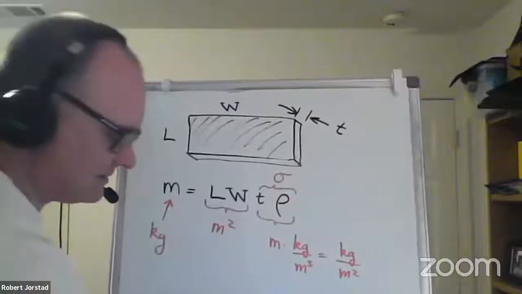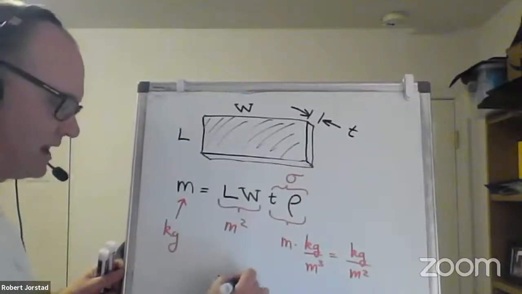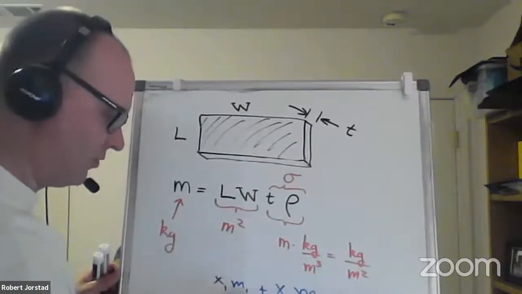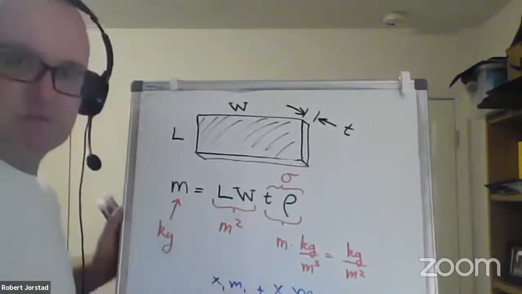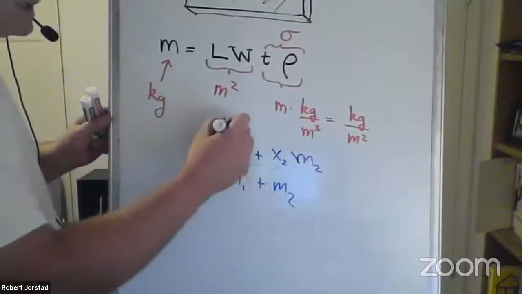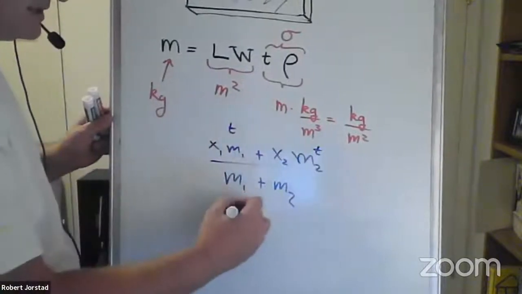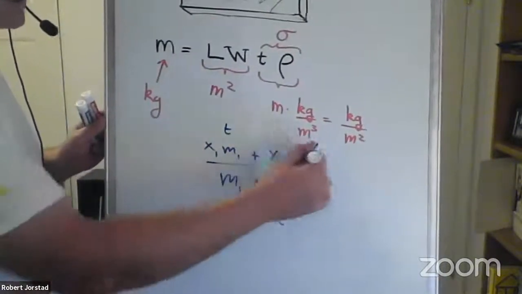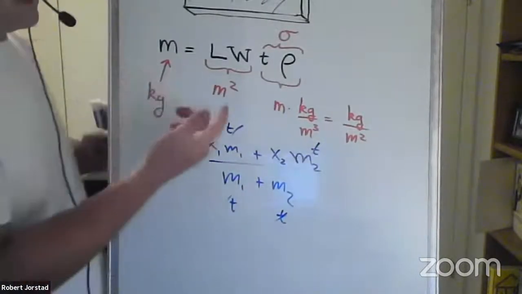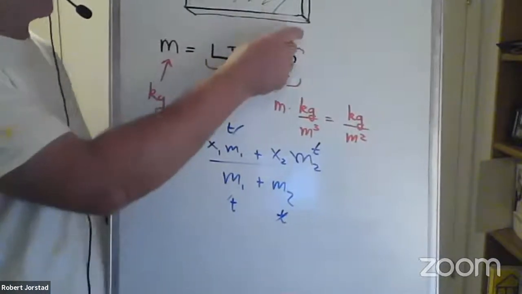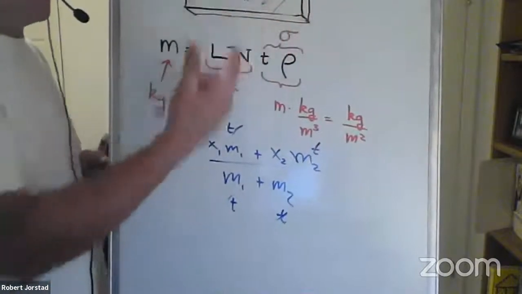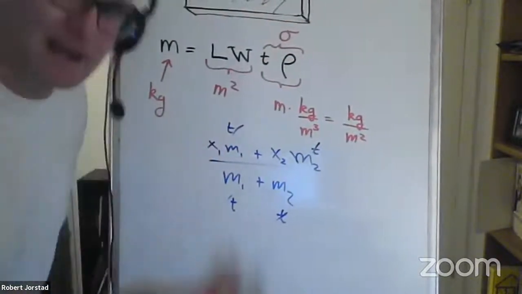Well, think about this. We had stuff like this, x1 m1 plus x2 m2 all over m1 plus m2. If there's a T up here and a T up here, there's a T here, there's a T here, they're all going to cancel out because the thickness would appear in the mass calculation. So that's another reason it's totally fine for us to use this area density, because the thickness, which we don't want to specify in the picture, would cancel out anyways.